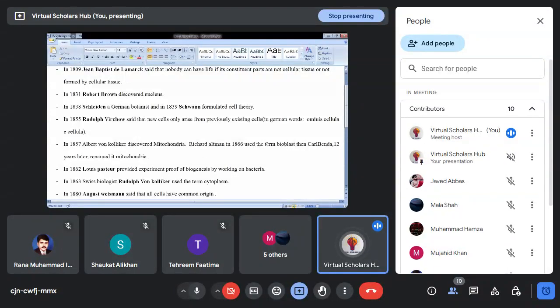Then Carl Benda, 12 years later, renamed it mitochondria. These are different concepts or discoveries related to the mitochondria, which are here in the same sentence, irrespective of the years, which are arranged here in the upper and lower sentences.